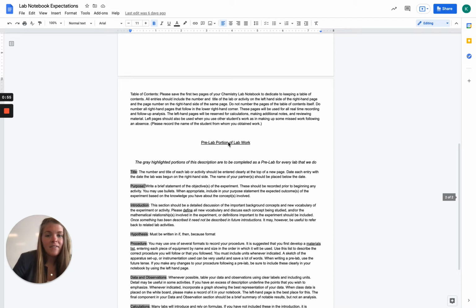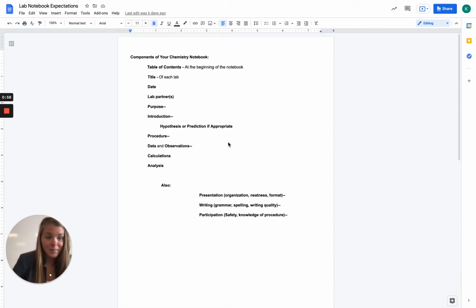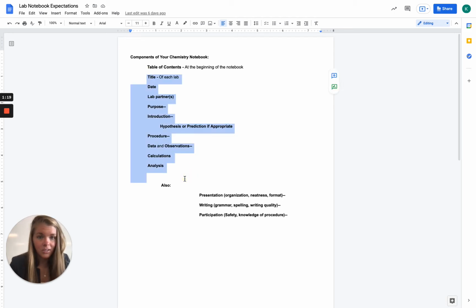So you should have this sheet of paper that the sub passed out to you, and this is just a general overview of what is expected of each lab. In your lab notebook, you're going to have a table of contents at the front of the notebook. It'll be like 1 or 2 pages, and you'll always have it there so that you can see where pages go. After that, all of this stuff will be in every single lab. Every lab will have a title, a date, your lab partners, the purpose, introduction, a procedure, data, calculations, and an analysis section.